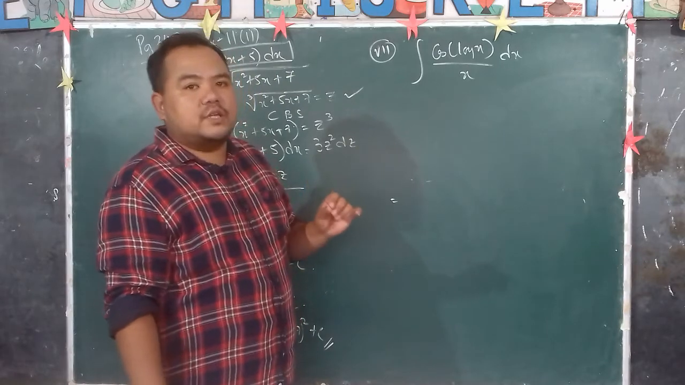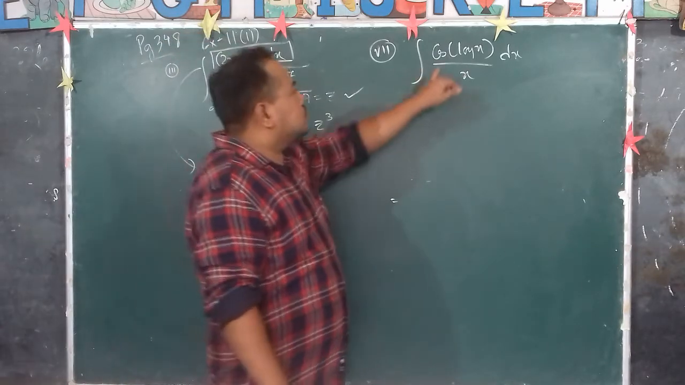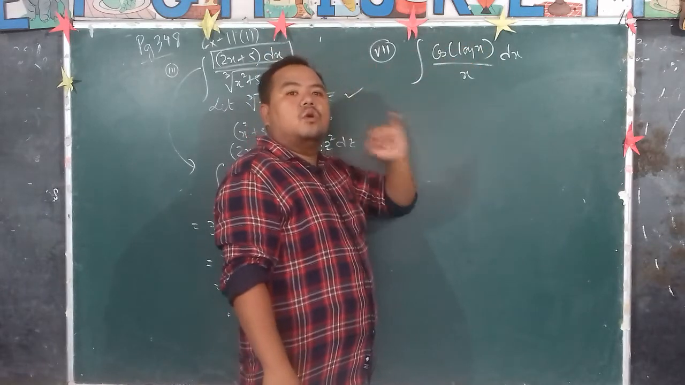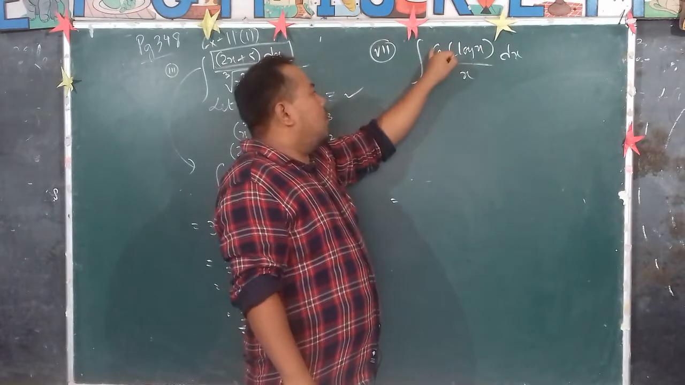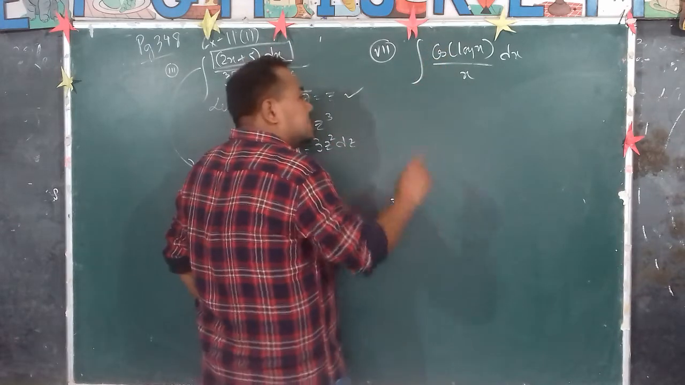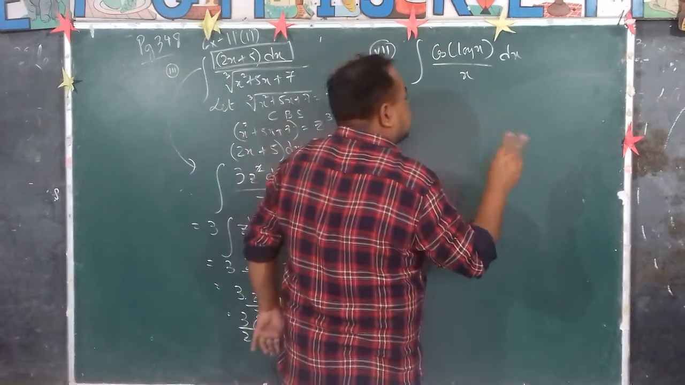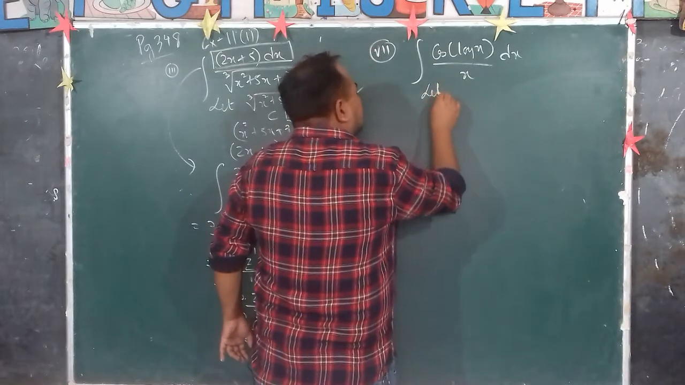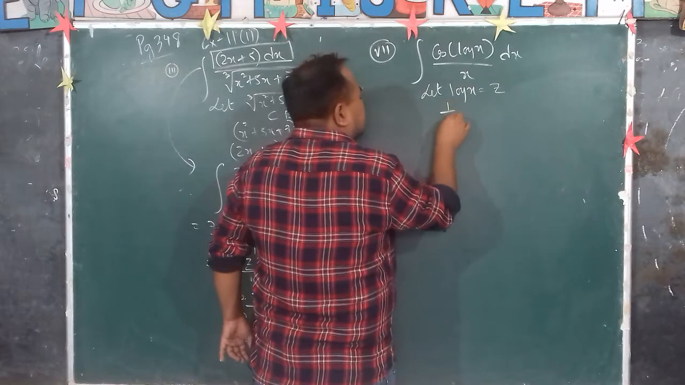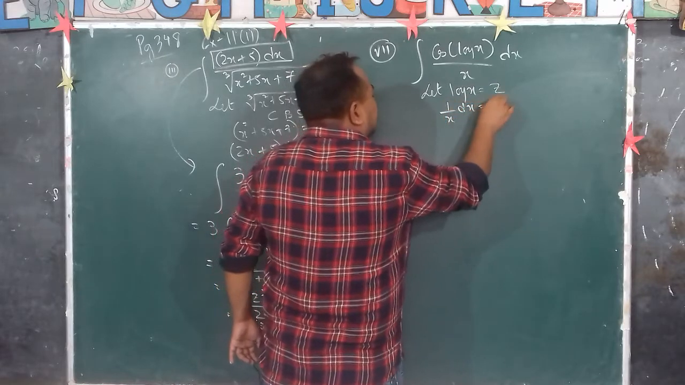So rule number 2 says go for the composite part. Composite means cos should always be with x, isn't it? But it is log x. So assume log x as z. What's the differential of log x? 1 by x. I can assume 1 in the numerator, no problem. So in this case, rule 2 works to find out z. That is the composite part. So let log x equal to z. So differential of log x is 1 by x dx equal to dz.